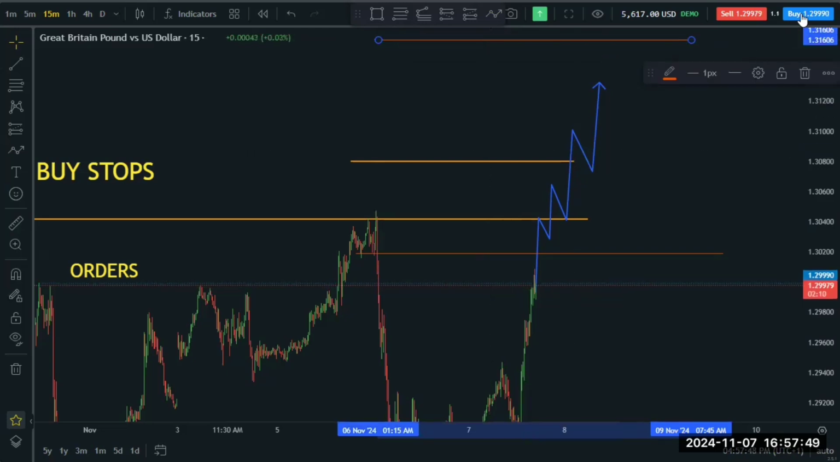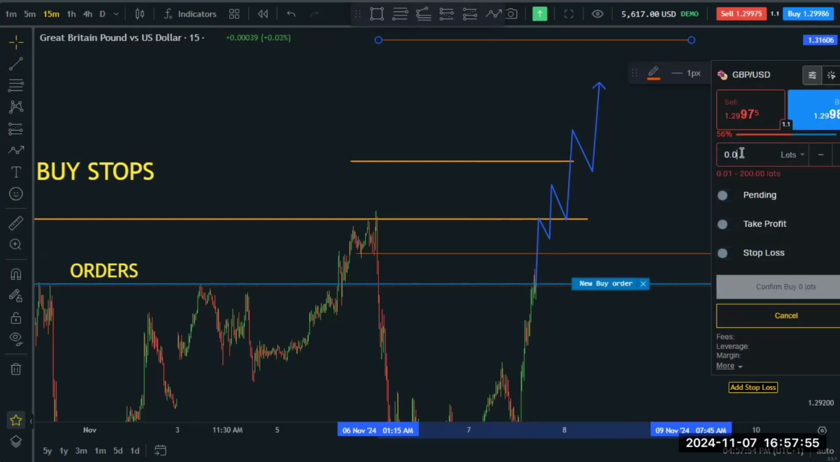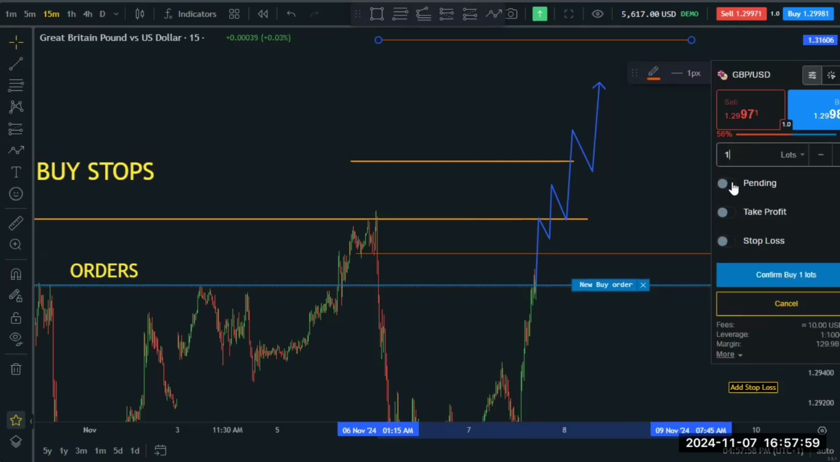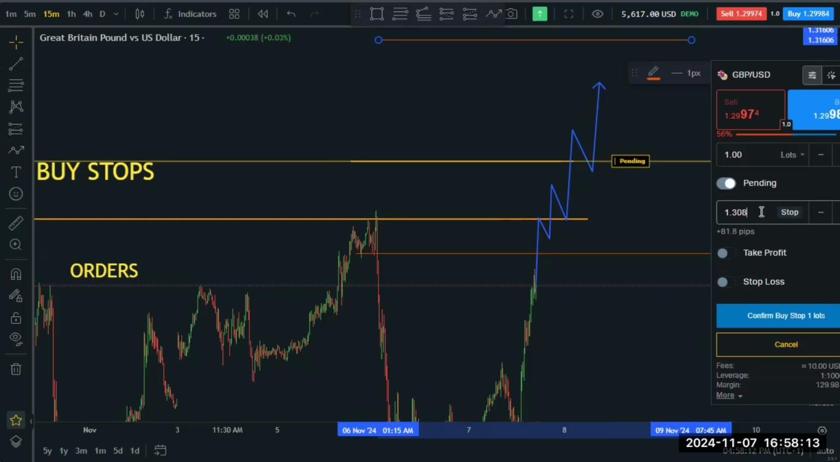So now let me go back and click on that buy stop order to show you how you do. So remember, I said I need to enter with one lot size, activate the pending order option. Okay, so we want to enter at 1.308. Okay, good. So you see it has automatically placed it as a stop for you. Okay, that is for Exness desktop platform.